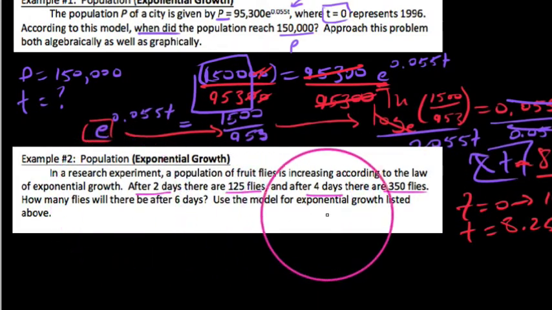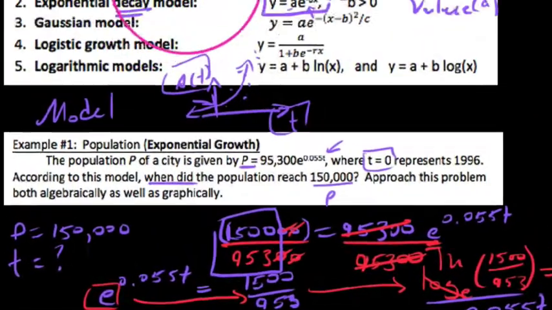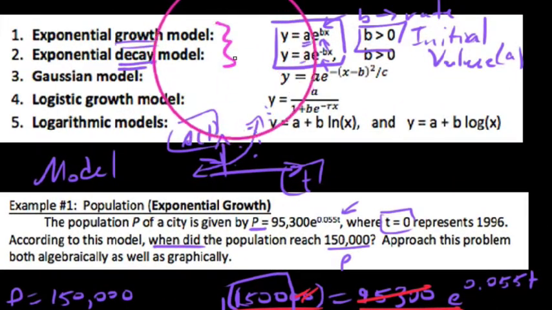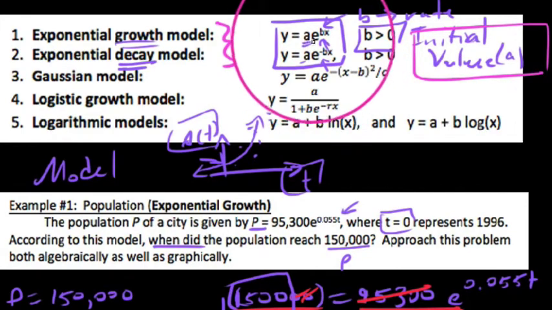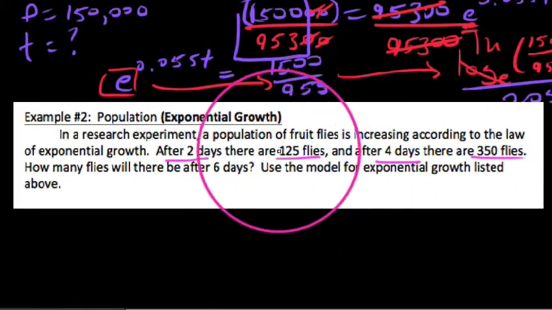So use a model for exponential growth listed above, and I notice above, again, we're sticking around with these two growth models right here. And so we're dealing with growth. We have this y equals a, where a is our initial value, times the natural base e to the bx, where b is going to be our rate. Okay, so we do not know the growth rate on this one, but we do know some data points.